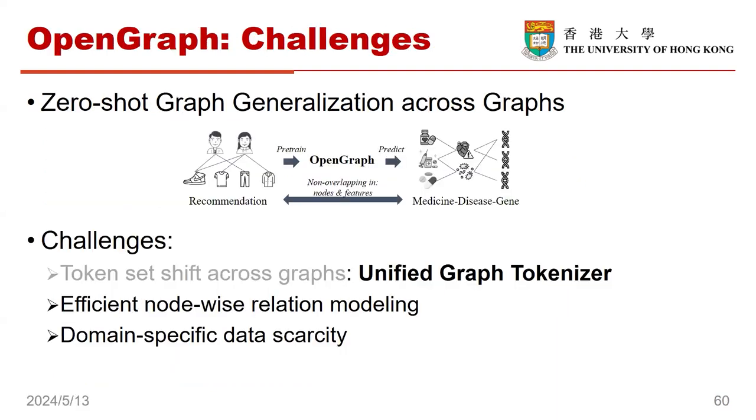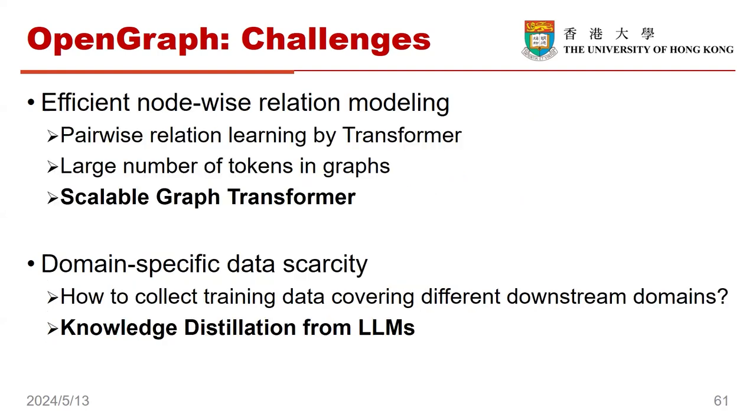So to address this issue, OpenGraph proposes to realize zero-shot graph generalization across graph data without the need for text embeddings. It faces three major challenges. The first one is the token set shift problem we have talked about across graph datasets. We address this issue using a unified graph tokenizer, which is a pure topological tokenizer. And the second challenge is how to efficiently model the node-wise relations. This issue mainly comes from the pairwise relation learning of transformer architectures and the large number of tokens in graphs. OpenGraph employs a scalable graph transformer design to address this issue.